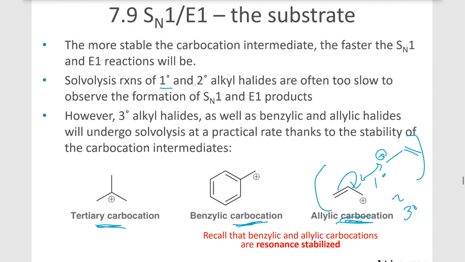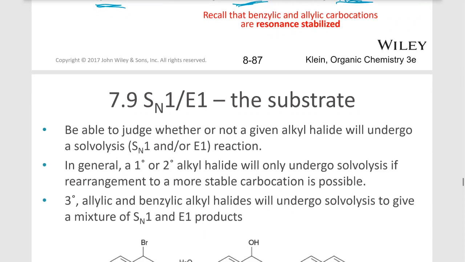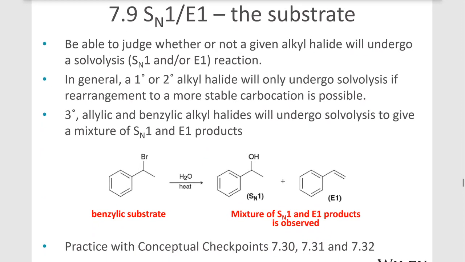If you have a primary or secondary alkyl halide, or substrate with a primary or secondary leaving group, then this is usually going to be too slow to get SN1 and E1 products, or solvolysis type products. Primary or secondary can undergo that type of reaction if you can get a rearrangement to give a more stable carbocation. So tertiary, allylic, and benzylic alkyl halides undergo solvolysis to give a mixture of SN1 and E1 products.